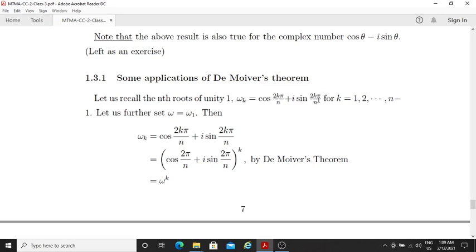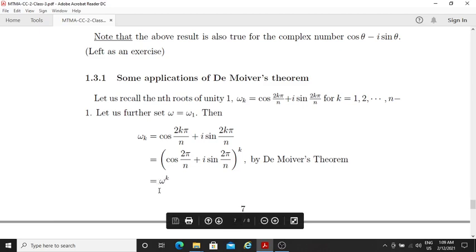Let omega k be this one for k equals 1 to n minus 1. We are just fixing up a notation. Then further, let us denote omega to be omega 1. Then for any omega k, if you apply De Moivre's theorem, k can be taken out, and we are left with this. And what is this? This is merely for omega k to be 1. So this is your omega 1, and omega 1 is omega. So this is basically omega to the power k.